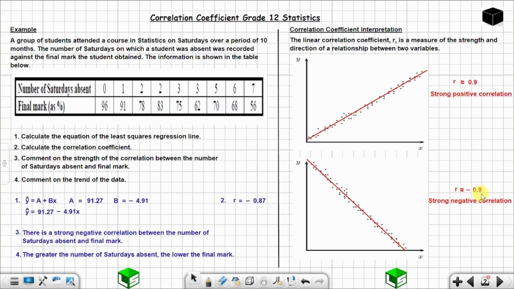Whenever the correlation coefficient is negative, you have to understand that the X values are increasing and the Y values are decreasing. As you try to draw this line, you can see that.